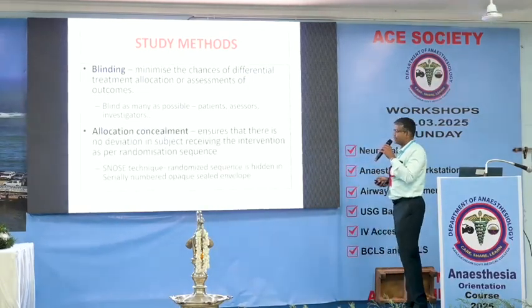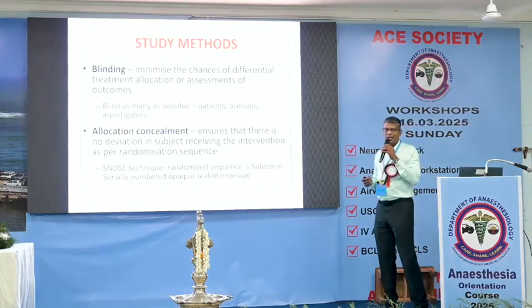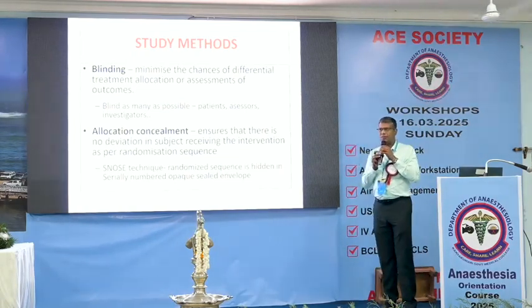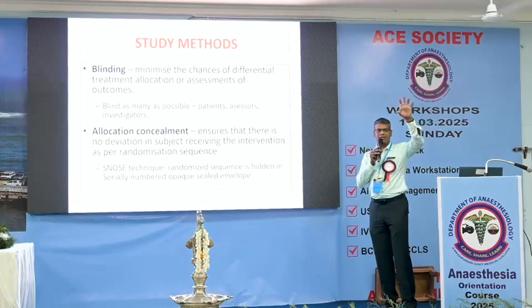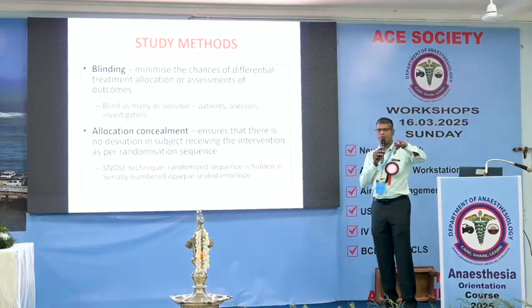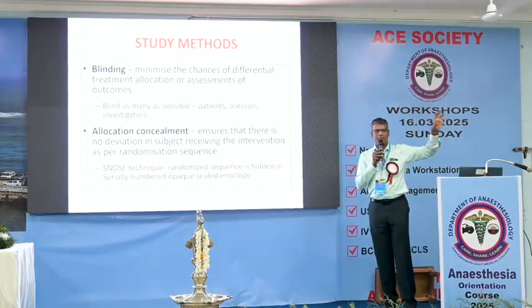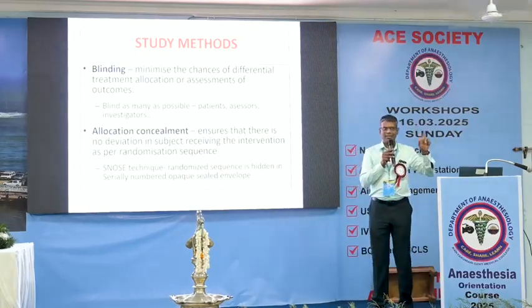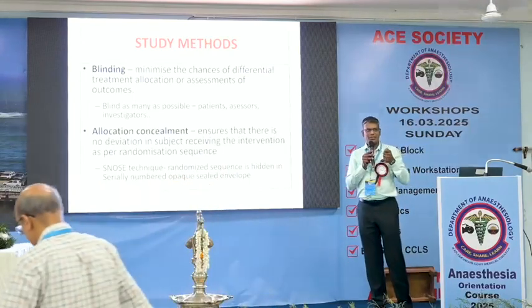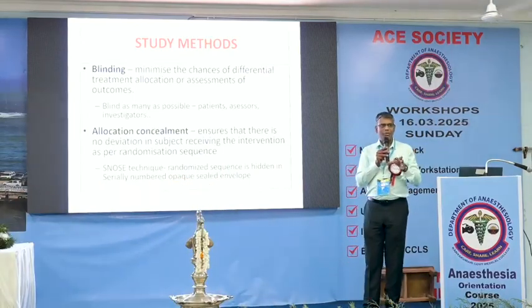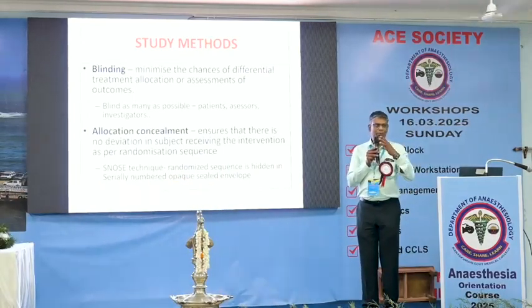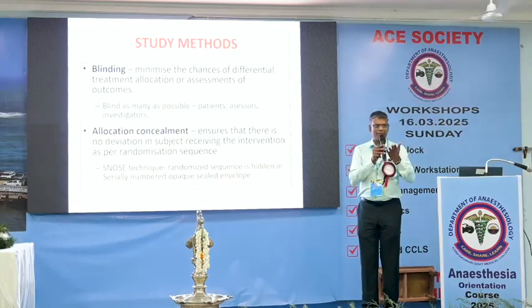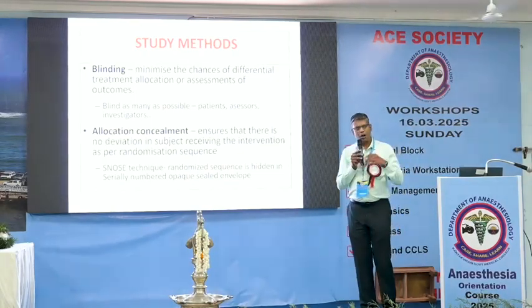Next is allocation concealment. See, what will happen is, once we do a randomization, we will say, okay, let us say patient number 1 will go to group A, patient numbers 2, 3, 4 will go to group B, again patient number 5 will come to group A. That way we classify them into two groups, that is known as randomization. But still, the person who is going to intervene can know which group the patient belongs to, because he already has the sequence in hand. So how to avoid that?